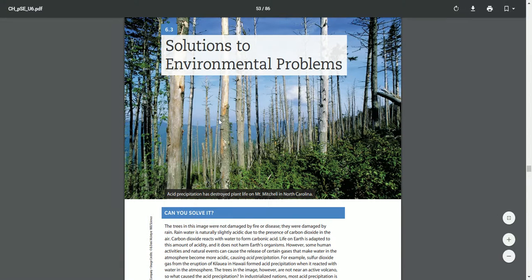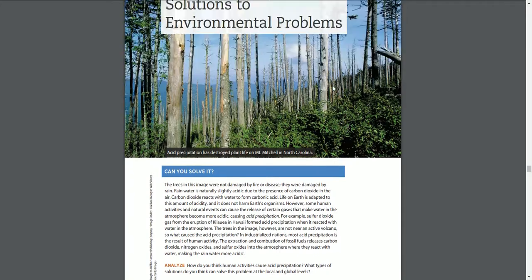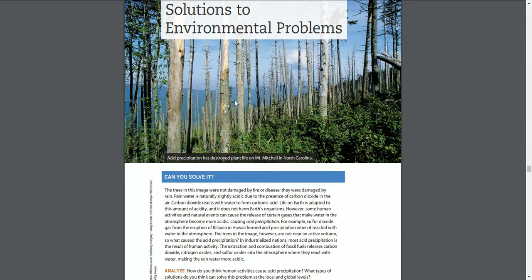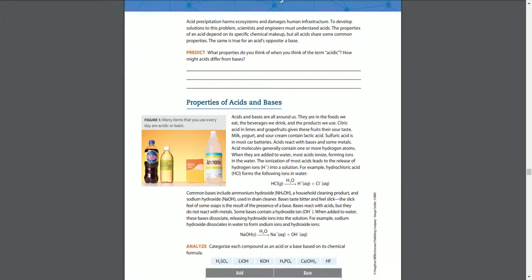It's titled Solutions to Environmental Problems because when they were talking about acids and bases, they talked about things like acid rain and acid runoff. Here in this picture, you can see trees that have been killed basically because of acid rain. The pH is too low, and that's coming from pollution.